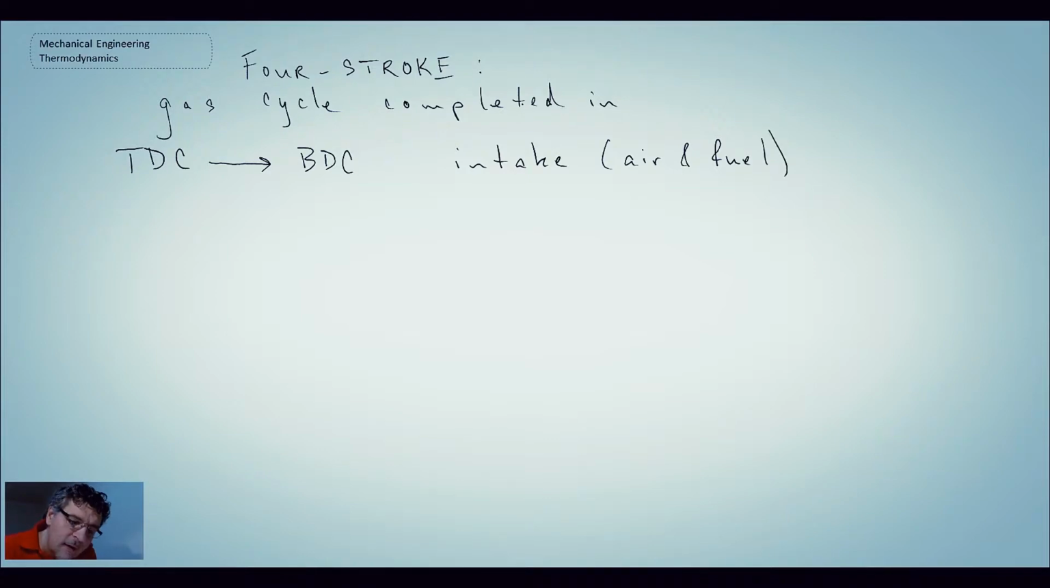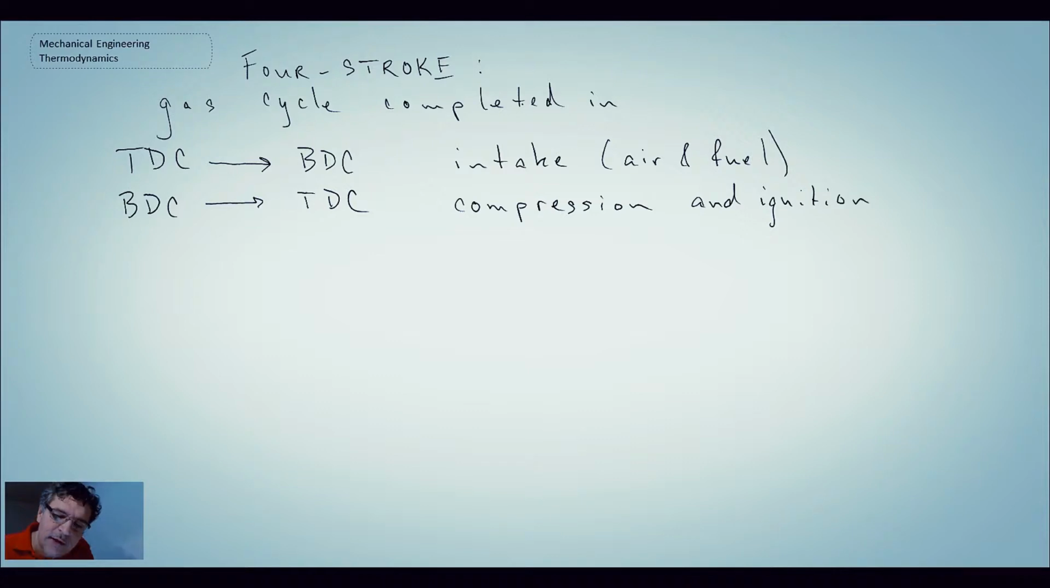We then compress the charge, that is our air-fuel mixture, and that's when we go from bottom dead center up to top dead center, and that is called compression. As we near the top, that is when we go through the ignition process. For a spark ignition engine, that's when the spark would go off. So you have timing and control associated with that. You want it to ignite at the right point, or you can have a lot of instability in the way that your engine is running.